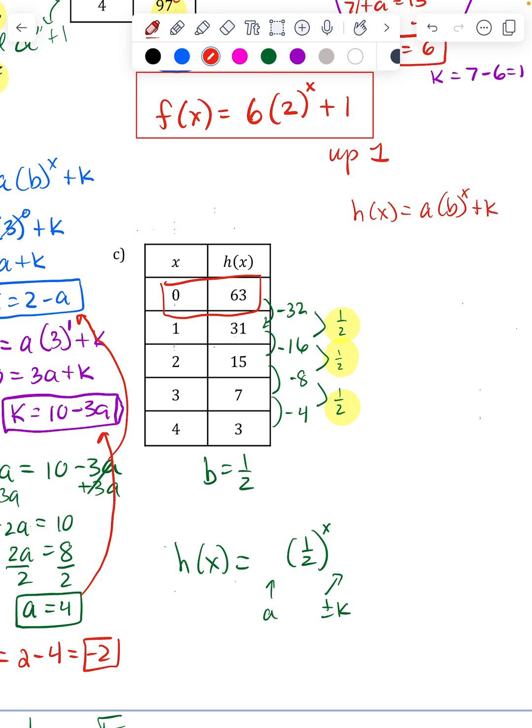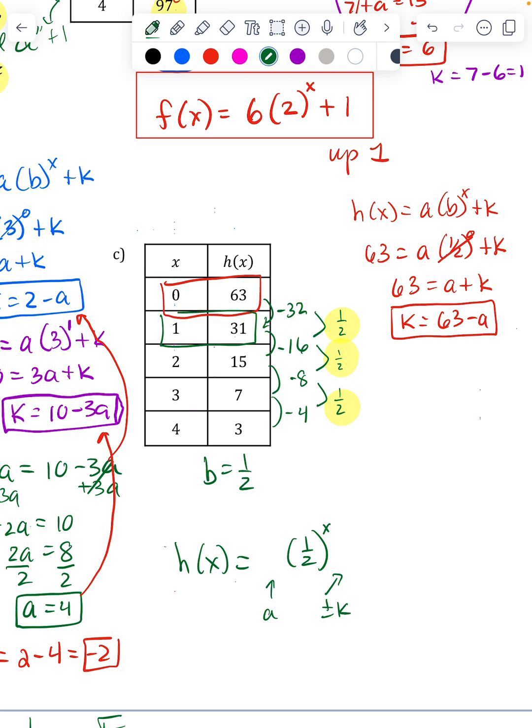So for the first point, I'm going to have 63, which is my y value. A is unknown. B is a half. And my power is 0. Anything to the 0 power is still 1. So 63 is a plus k. So the first statement is that k equals 63 minus a. Now I need to find another k statement, which I'm going to do by using another point.